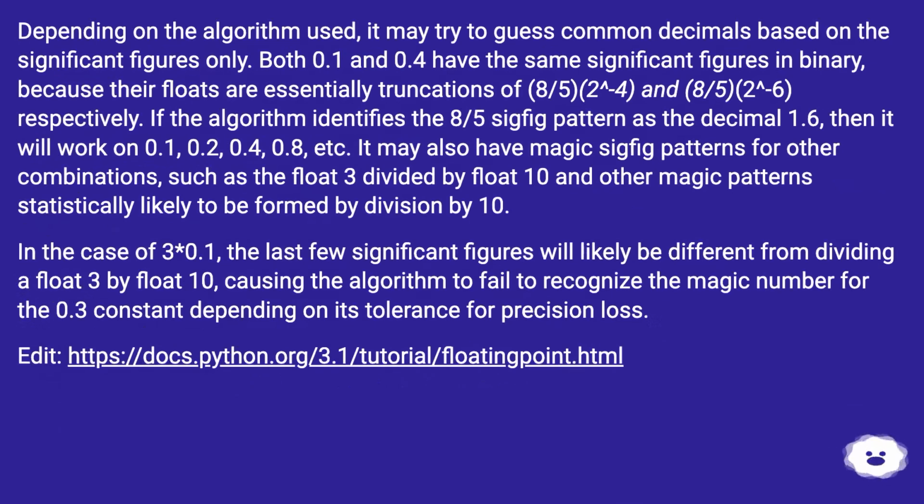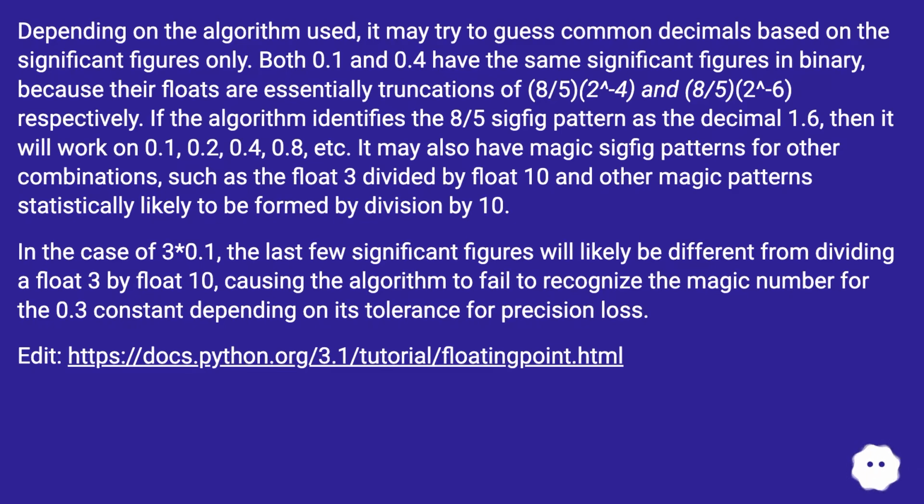Depending on the algorithm used, it may try to guess common decimals based on the significant figures only. Both 0.1 and 0.4 have the same significant figures in binary, because their floats are essentially truncations of 8/5 * 2^-4 and 8/5 * 2^-6, respectively. If the algorithm identifies the 8/5 sigfig pattern as the decimal 1.6, then it will work on 0.1, 0.2, 0.4, 0.8, etc. It may also have magic sigfig patterns for other combinations, such as the float 3 divided by float 10 and other magic patterns statistically likely to be formed by division by 10.